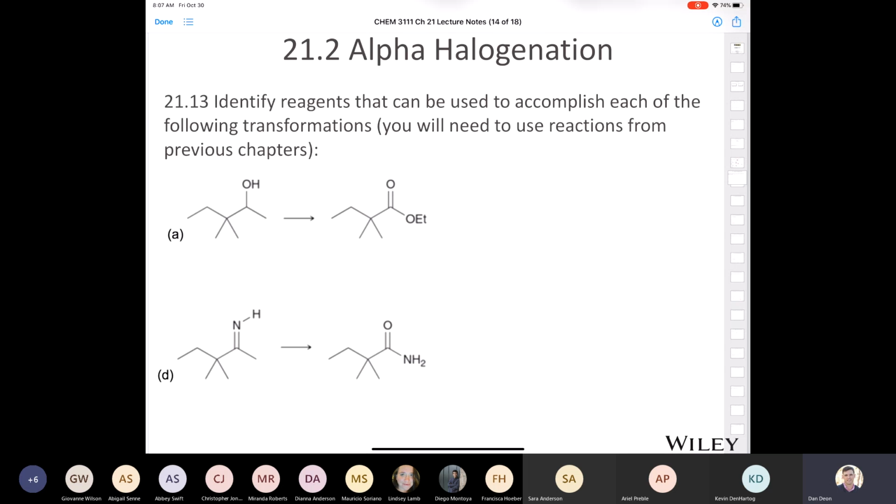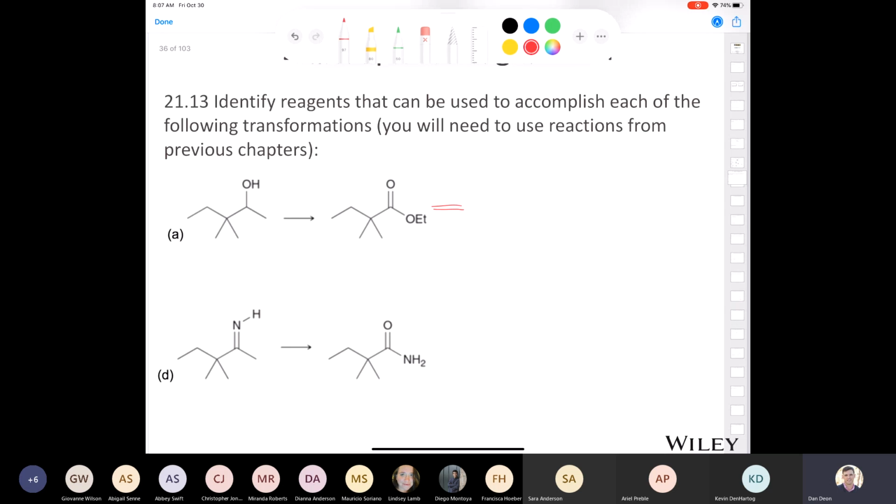You will need to use reactions from previous chapters. Well, the first thing that I think about here is in terms of retrosynthesis. If I have an ethyl ester, what if I could have the carboxylic acid as an intermediate? If I could make a carboxylic acid, then all I have to do is an esterification reaction, where I would treat the carboxylic acid with aqueous acid in ethanol in this case, because I want to form the ethyl ester, and I'm going to have to remove water.